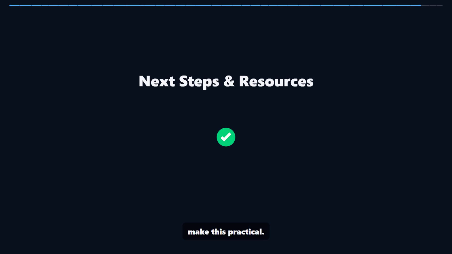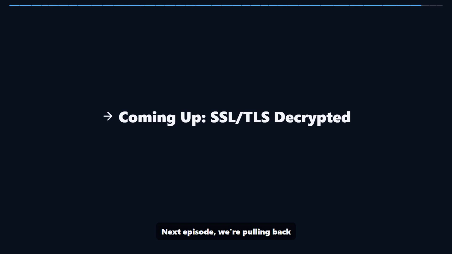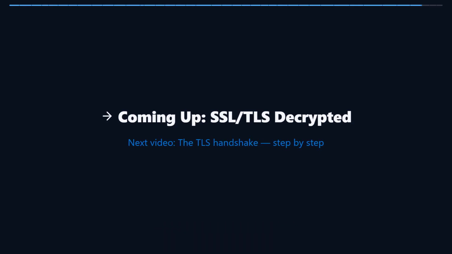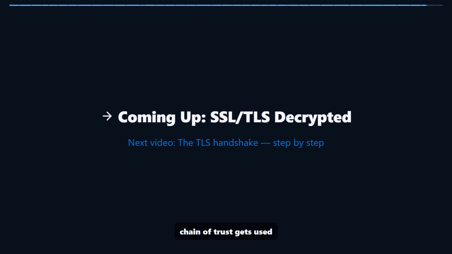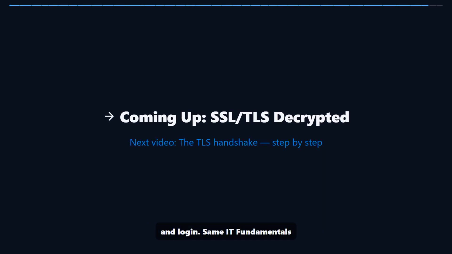Next episode, we're pulling back the curtain on the TLS handshake. Exactly what happens in the fraction of a second when you see the padlock. You'll watch client hello, server hello, certificate exchange, and key agreement play out step by step. If you thought PKI was powerful, wait until you see how that chain of trust gets used to create the encrypted tunnel protecting every credit card number and login. Same IT Fundamentals Masterclass, next part.